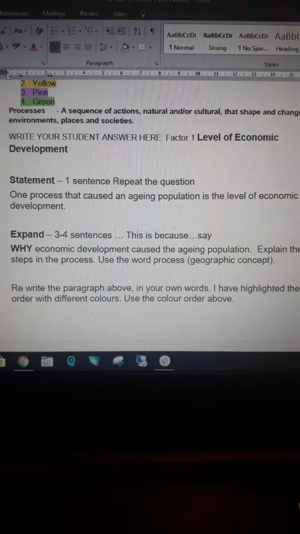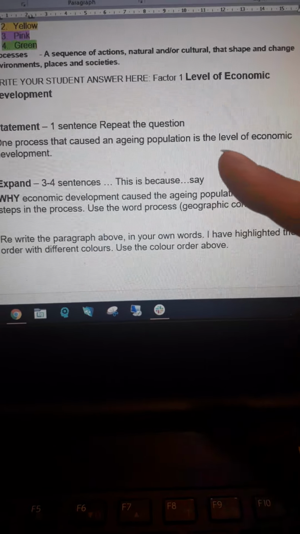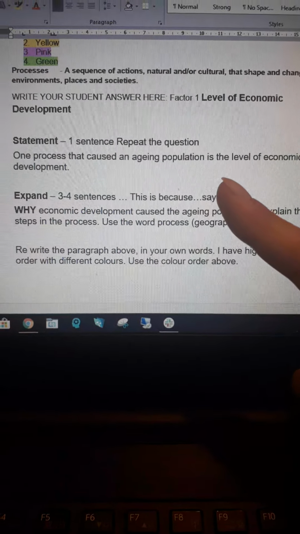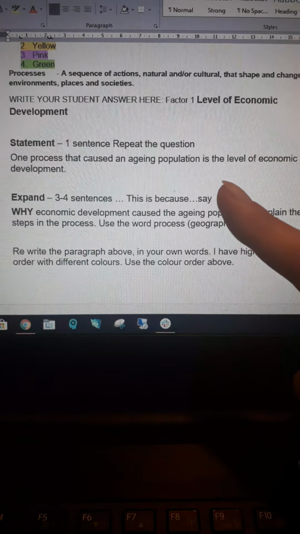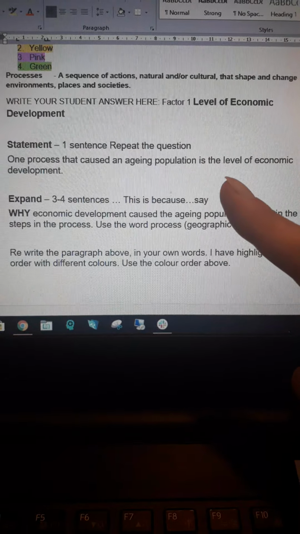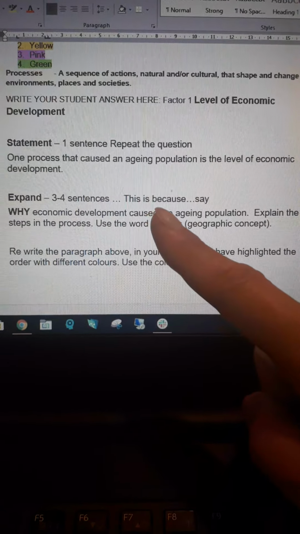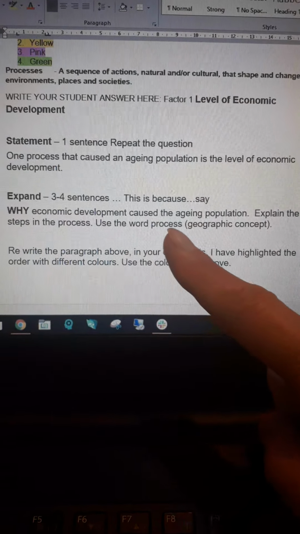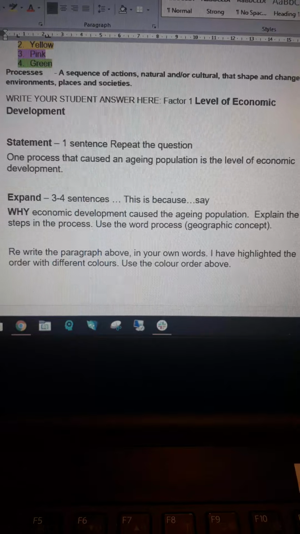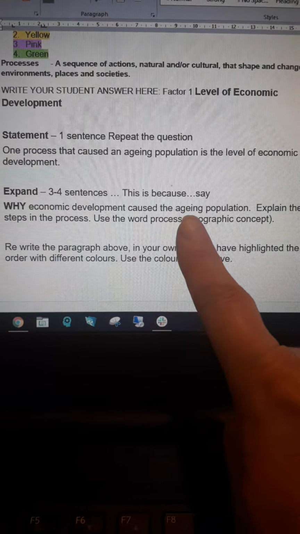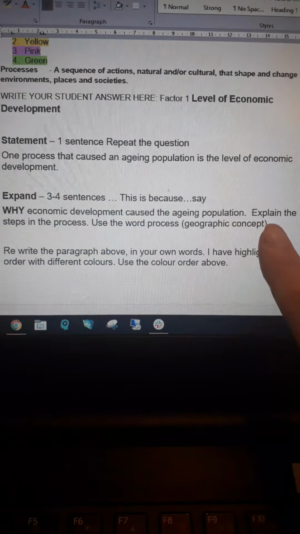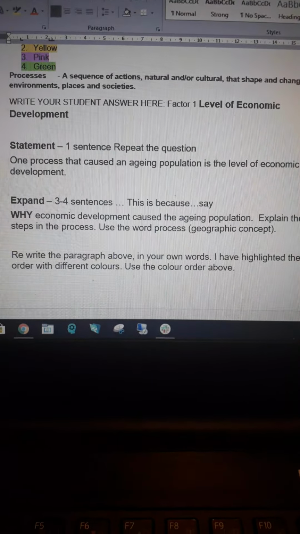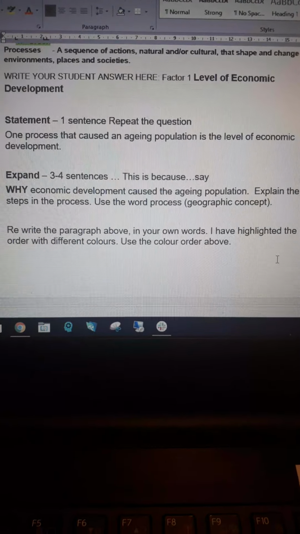So here's how to write your answer. Start with a statement. In one sentence, you basically repeat the question. For example, one process that caused the ageing population is the level of economic development. Then you need to expand and say this is because, as in this question we're saying why. This week we're doing economic development. Economic development caused an ageing population because, and then you have to explain those four coloured steps. I'm expecting 3 or 4 sentences there.